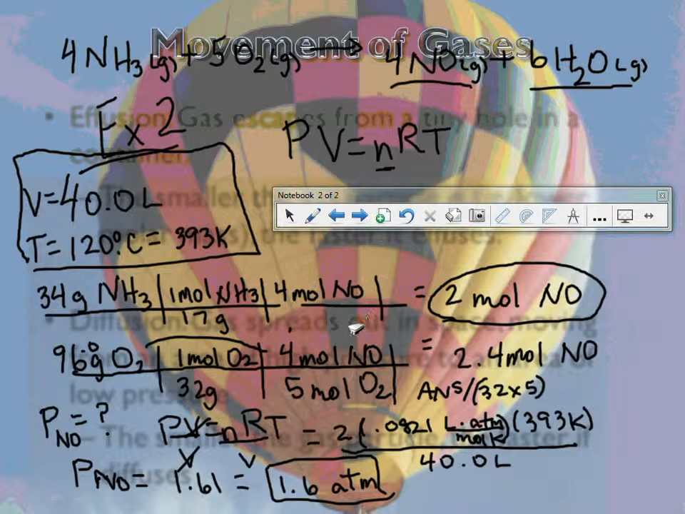Just use the cookie thing on the pen. Oh, I did the wrong one. We still want 4 ammonias. I erased the wrong thing there. Now you want to go to waters, right?